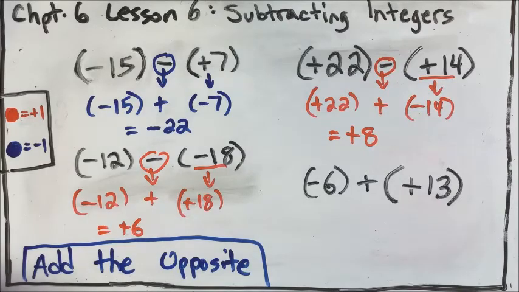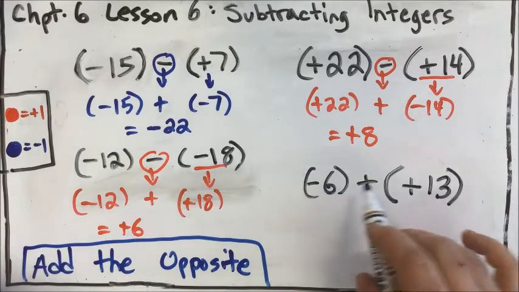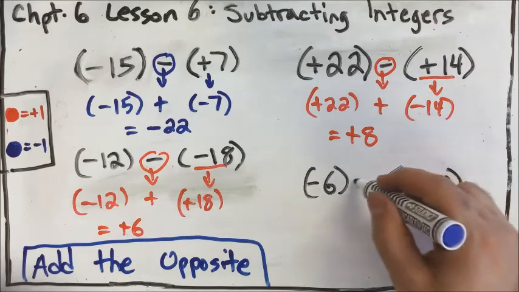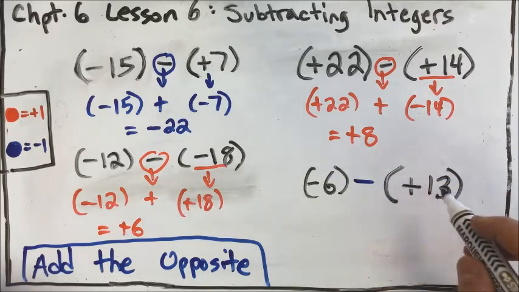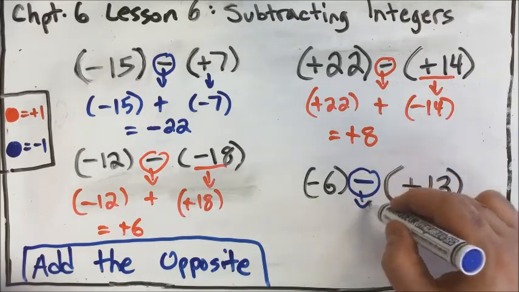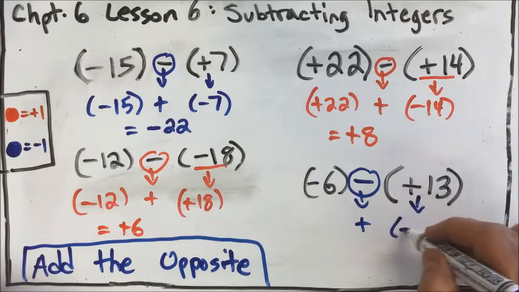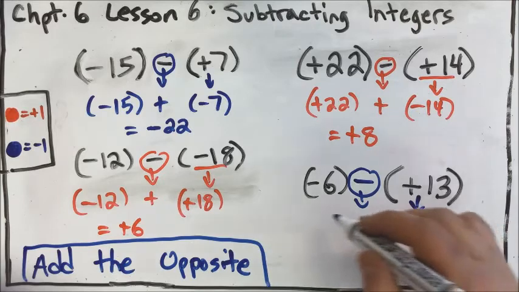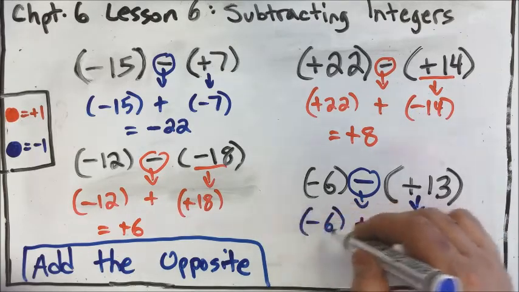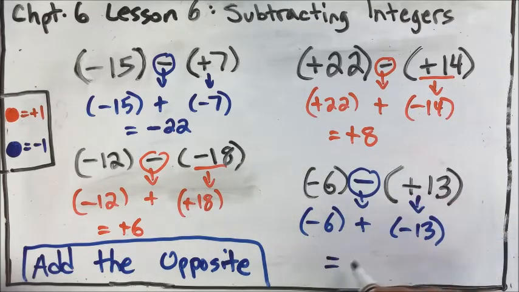In my last example, I have negative 6, subtract positive 13. I will change the subtraction to an addition. Change positive 13 to the opposite, which is negative 13. Keep my first integer the same. Because they are both negatives, I know that my symbol is going to be negative. 6 and 13 equals 19. So my answer will be negative 19.